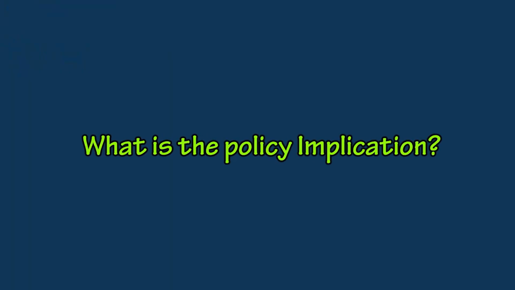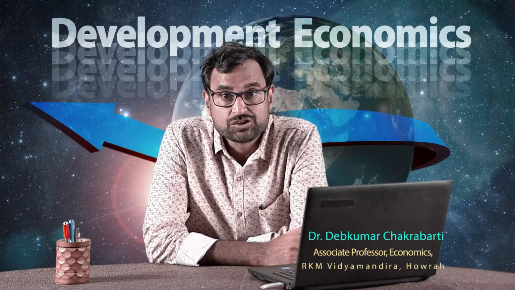Now, if this is the case, then what is its policy implication? Okay, so in terms of policy, what can we say from this? Given the inverse relationship between farm size and productivity, one important policy conclusion will be that if we want to increase the productivity in agriculture in developing countries, we should introduce land reforms.